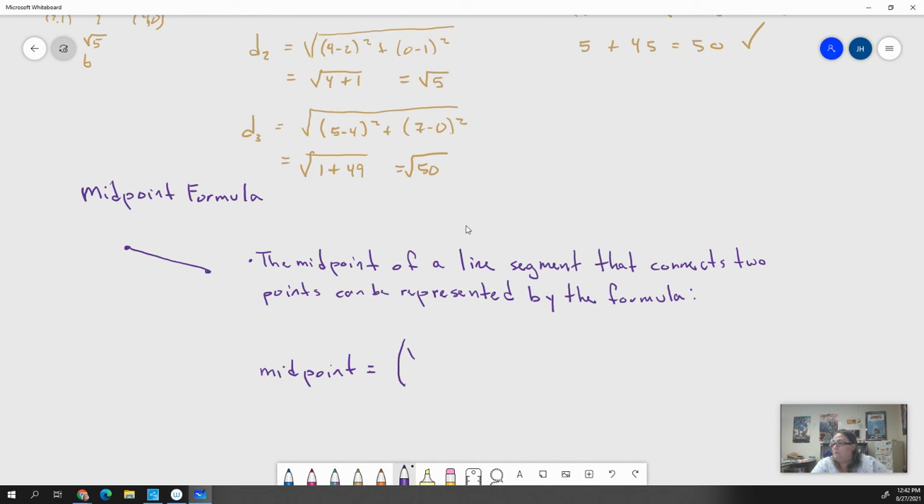Ultimately, what we're going to do is we would add x1 plus x2 and divide it by 2 for the x value. And then we would take y1 plus y2 and divide it by 2 for the y value of the point. It's as basic as you could possibly get, right? You add your 2 x values or you add your 2 y values.